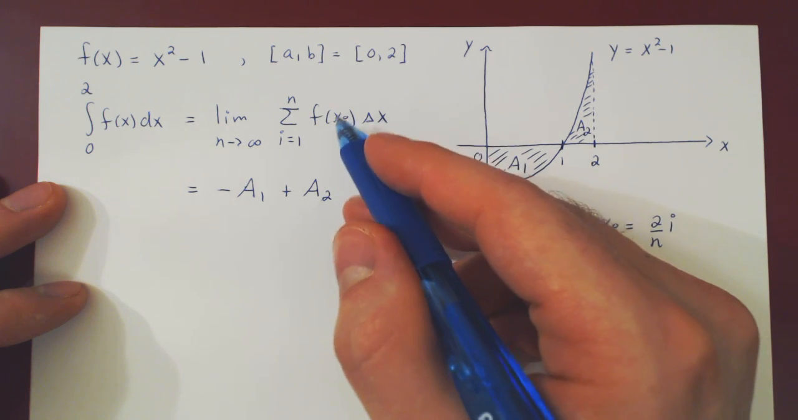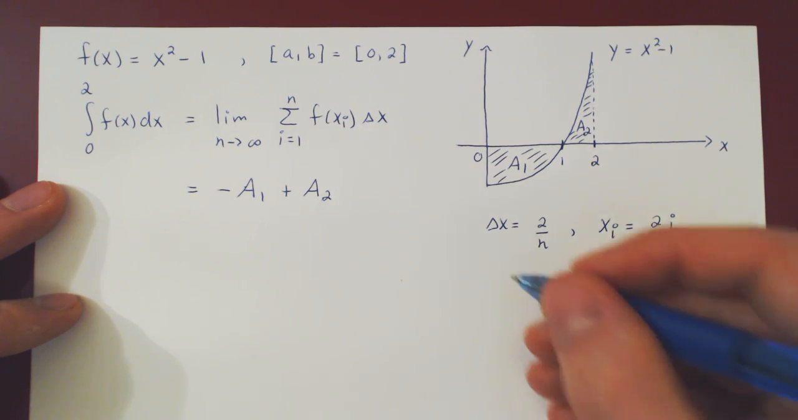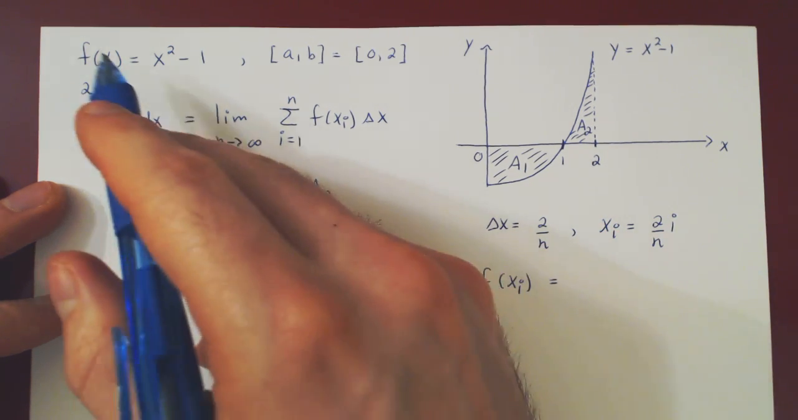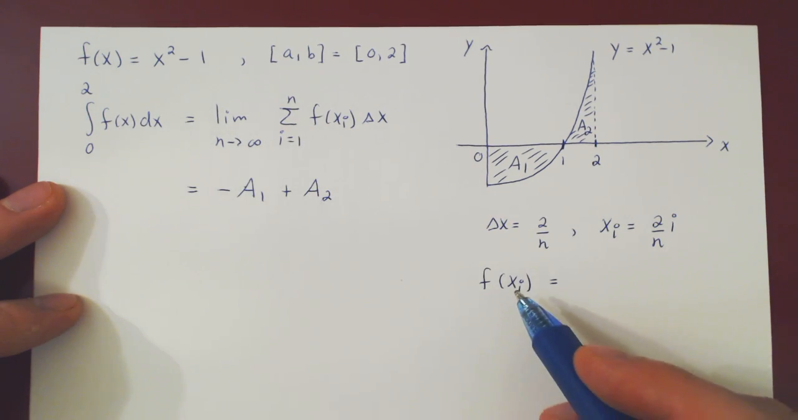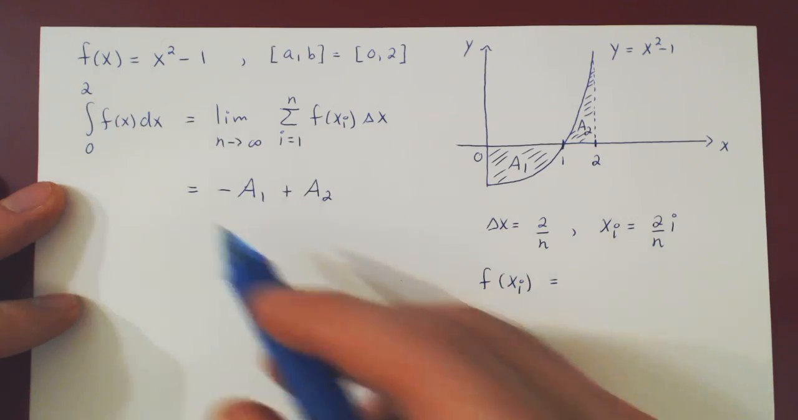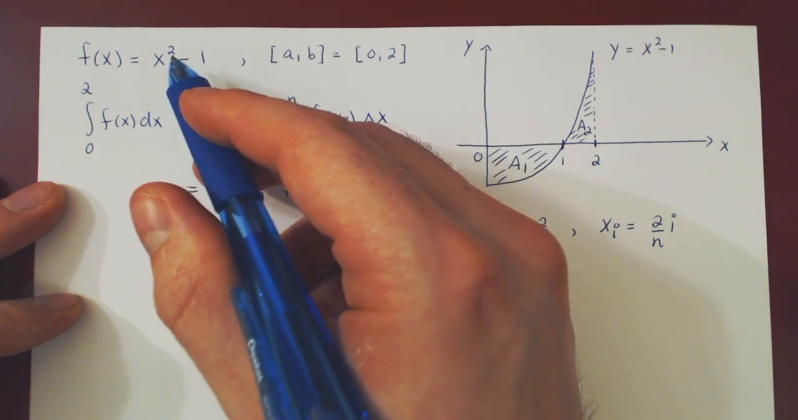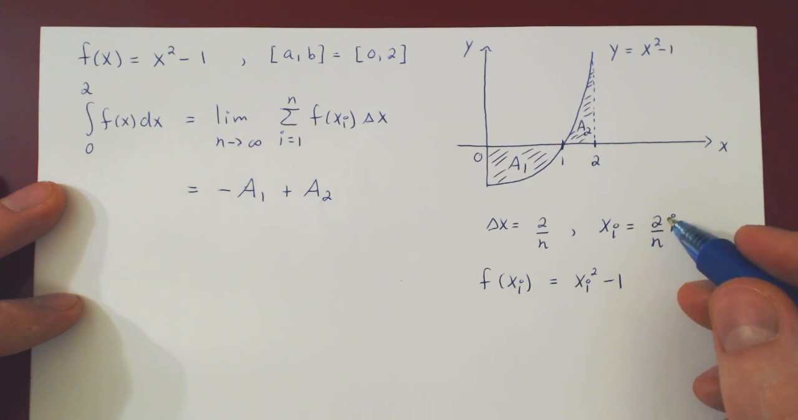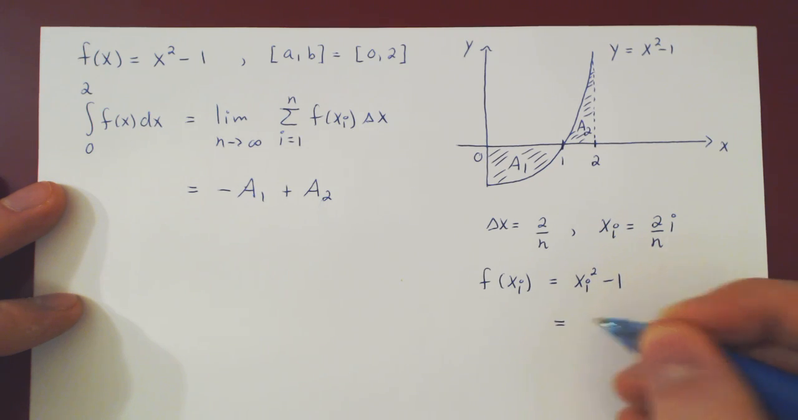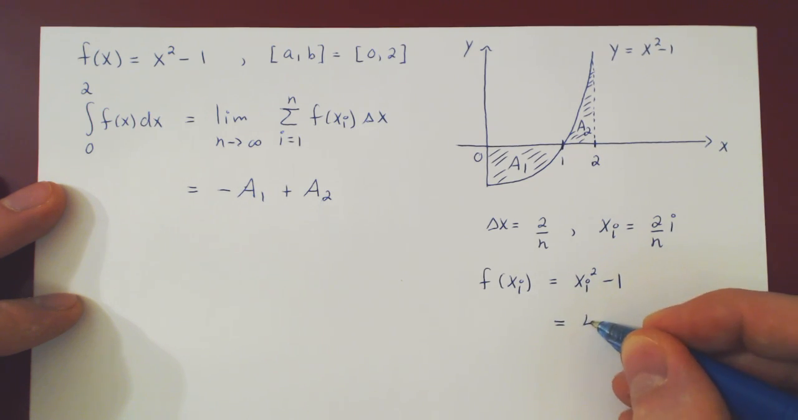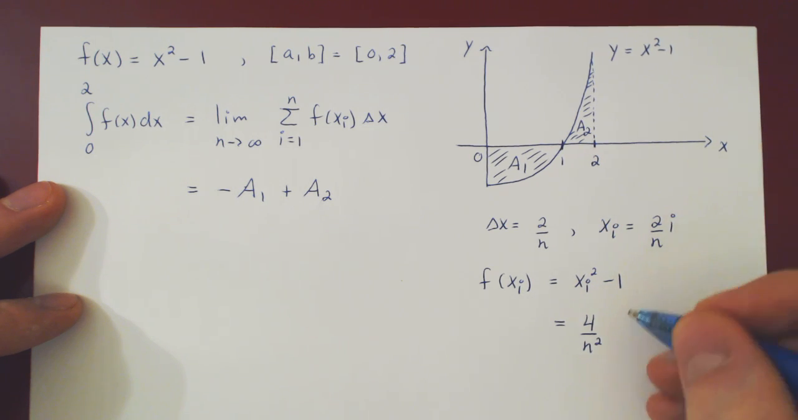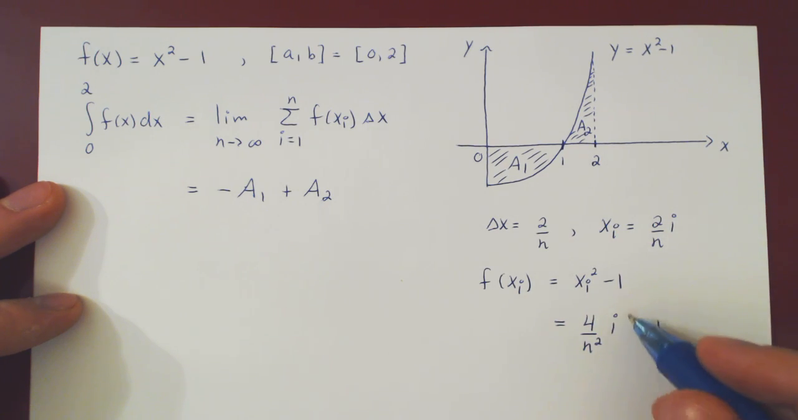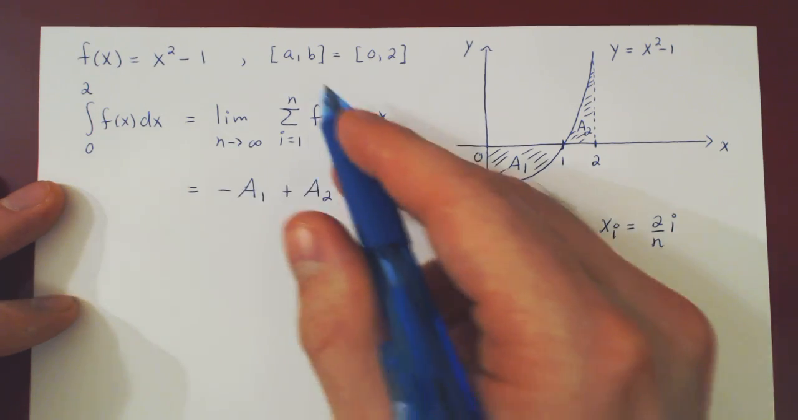We need to evaluate f at xi and then simplify. Well, this will be very short. We are making a substitution. f of x is x squared minus 1 for any x. We are replacing now x by xi. So we'll get xi squared minus 1. And if you replace xi by 2 over n times i, so you square this, you get 4 over n squared, i squared, minus 1 stays minus 1. So now we have our delta x, we have our f of xi simplified, we can evaluate the Riemann sum.